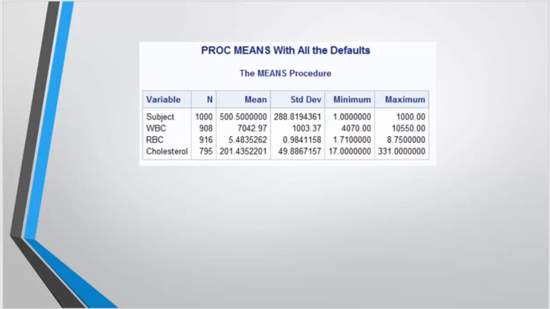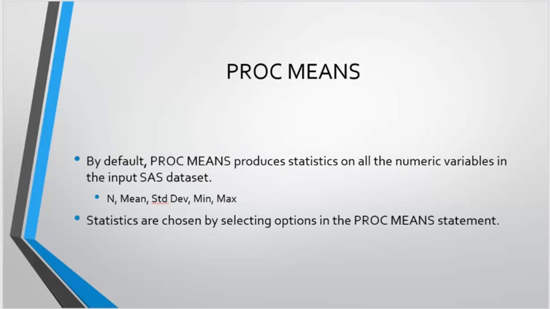So I don't have any subject numbers missing, that's why that's 1,000, but there's some white blood cell counts missing, that's why it's only 908, and some red blood cell counts missing, that's 916, and you can see cholesterol has the most missing values with only 795 not missing.